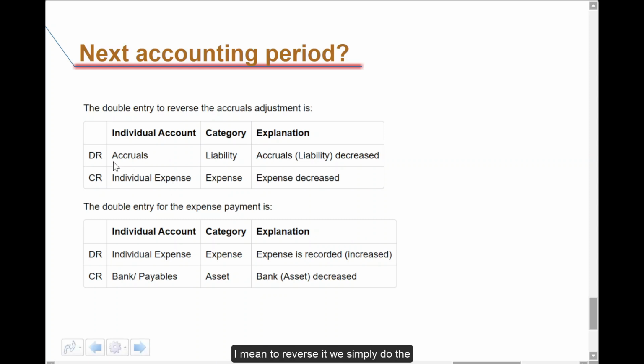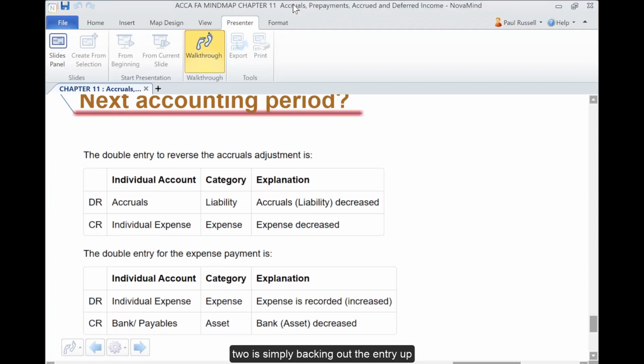To reverse it, we simply do the reverse entry that we did up top. We debit accruals, i.e. we reduce the liability, and we credit the individual expense, i.e. we decrease the expense. Now, why do we do that? I'll tell you why, because bottom line is that invoice is just about to arrive. We need to reverse this accrual entry at the end of the previous period. Otherwise, we're going to have a double count. So this entry number 2 is simply backing out the entry up top.